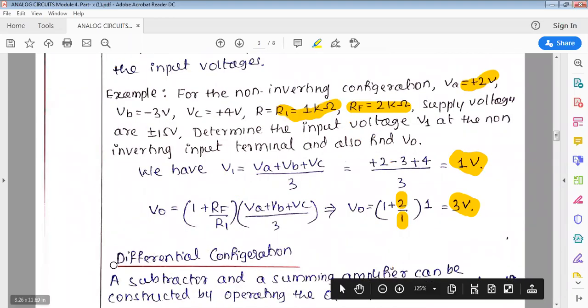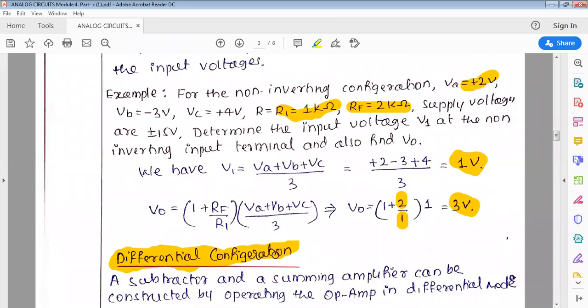Now let us move on to the next topic, that is differential configuration. Now you know that the operational amplifier has 2 input terminals. One is called the inverting input terminal and another is called the non-inverting input terminal. What are the different ways I can connect this? Number 1, I can apply the input voltages to the inverting input terminal, in which case that configuration is called the inverting configuration. Number 2, I can apply the inputs to the non-inverting input terminal. In that case, we call it a non-inverting configuration.